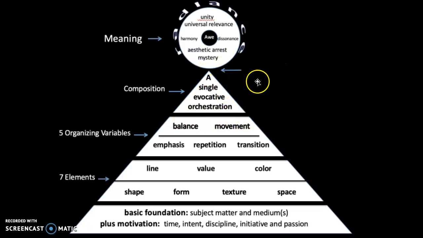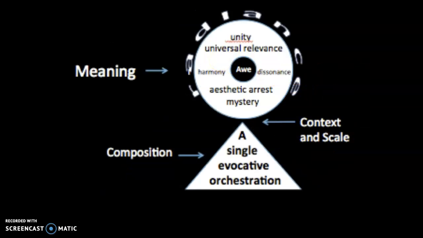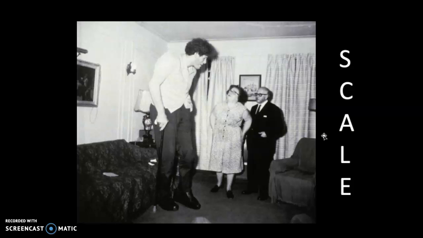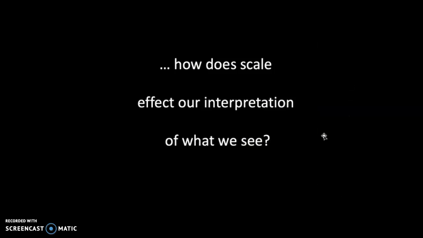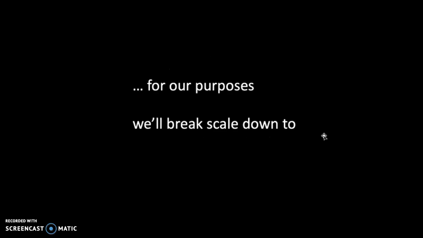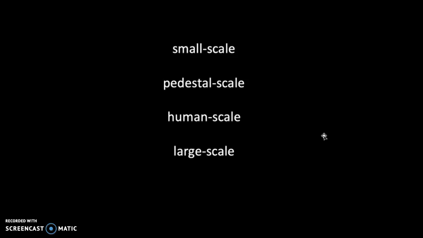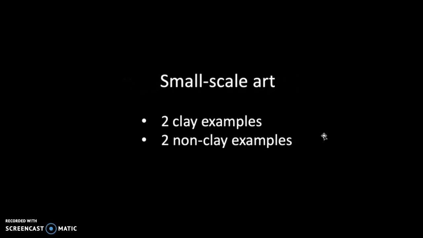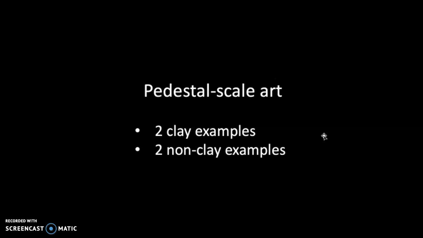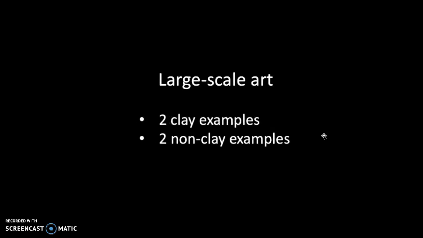Well, what we're going to do now is look at this last stage, which is context and scale. I'm going to leave context as a coming attraction, but tonight I'm just going to talk to you about scale, right? And how does scale affect our interpretation of what we see? You'd be surprised. It's pretty amazing. For our purposes, we'll break it down to small scale, pedestal scale, human scale, and large scale. Your assignment this week is to find 4 examples of each of them: 4 of small scale, 4 of pedestal scale, 4 of human scale, and 4 of large scale. So that's going to be your assignment.